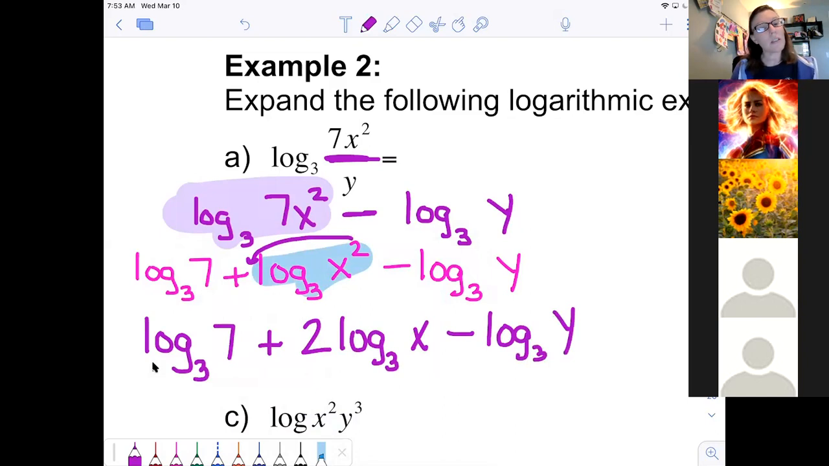So we took it step by step. First, the division sign separated it into a subtraction of 2 logs. The second step, the product becomes addition of 2 logs. And then the last step, the exponent becomes multiplication of only the log that it's attached to. Questions?